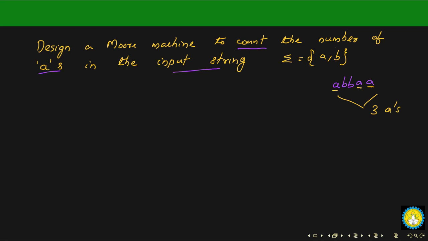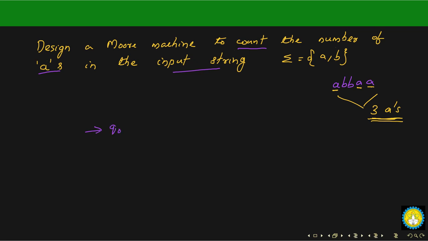Our Moore machine should produce an output by looking at which we will be able to identify that there are 3 A's in our input. This may not be directly readable from the output, but in some sense we should be able to make out that there are 3 A's in the given input. So let's design it and then it will become more clear. What we are going to do here is start at, say, Q0. Let's start at Q0, the starting state.